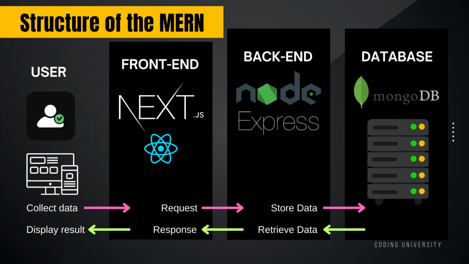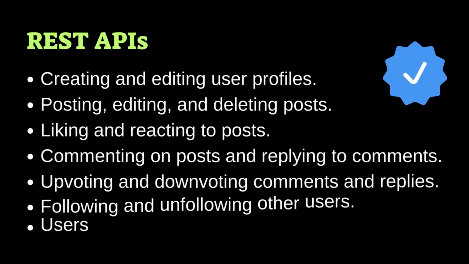Then we have the database, and for our application, we will use MongoDB, a NoSQL database, to store our application's data. That is because it is a flexible and scalable choice for handling structured and unstructured data. Now let's talk about the functionalities of this amazing web application. My expectation is that by the end of this series, we will have implemented many features and capabilities. We will definitely start by building all our REST APIs.